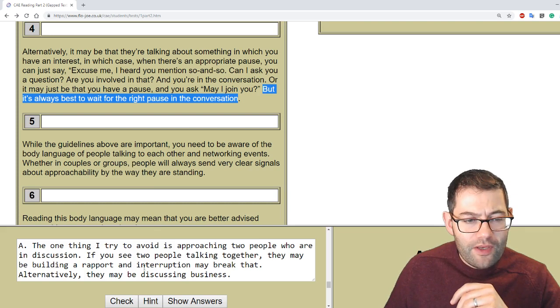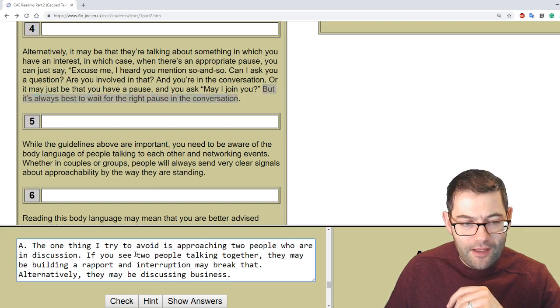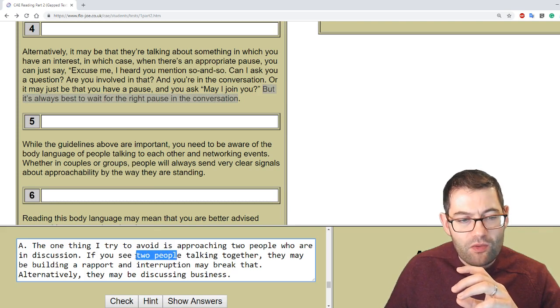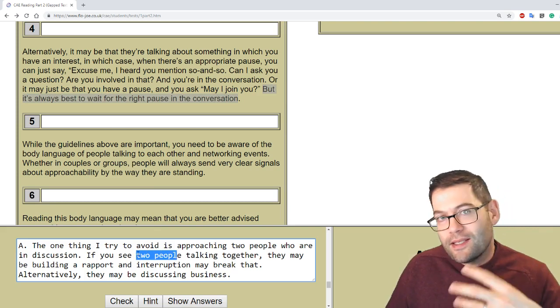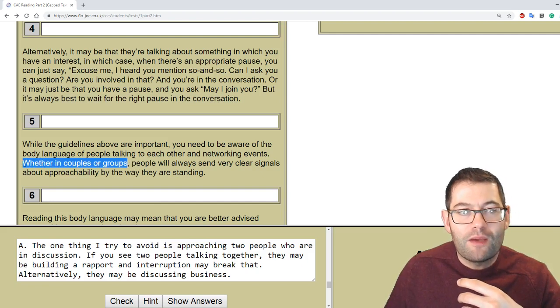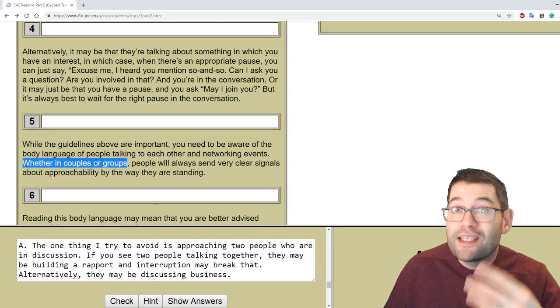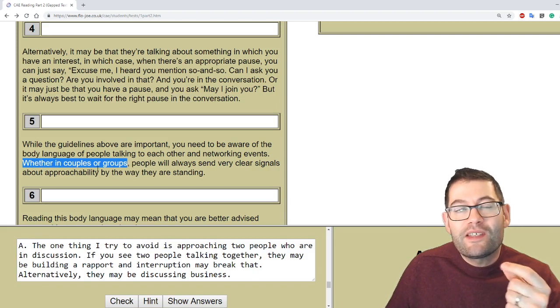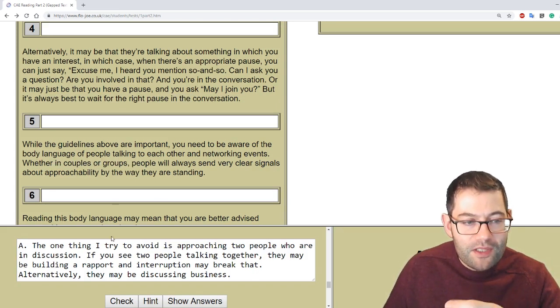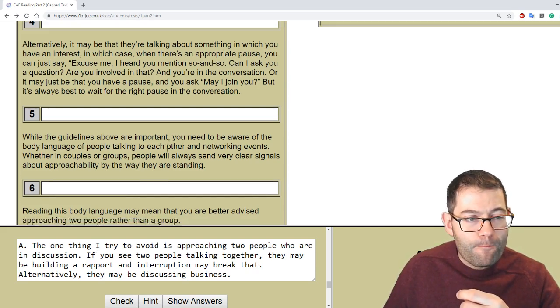There is also a vocabulary link here, which is perhaps noticeable, where this talks about 2 people talking together. So this isn't a group, this is a couple, and this is mentioned in the text afterwards, where it says whether in couples or groups, which is a little bit of a tenuous link. It's more of a stronger argument to say that this is the 3rd guideline out of 3.